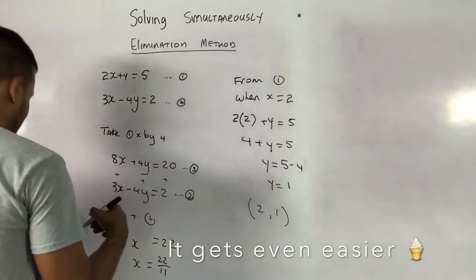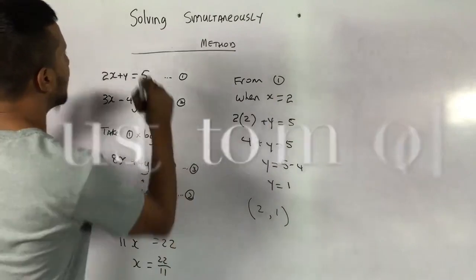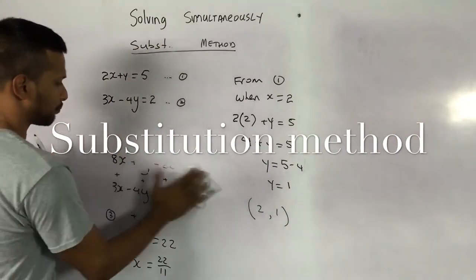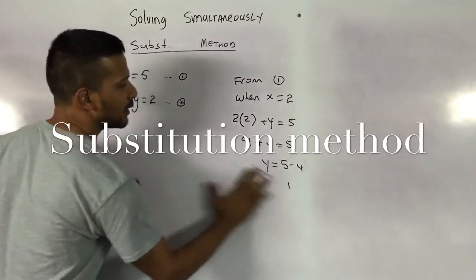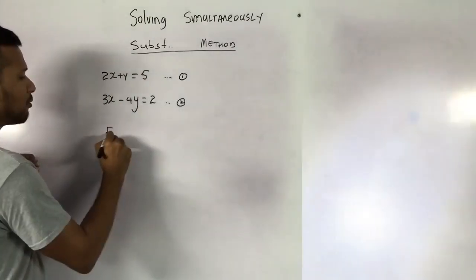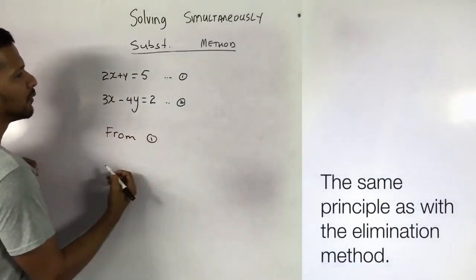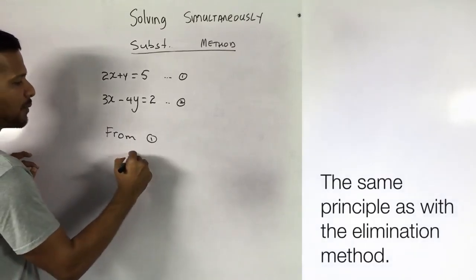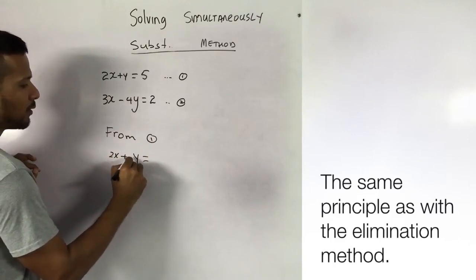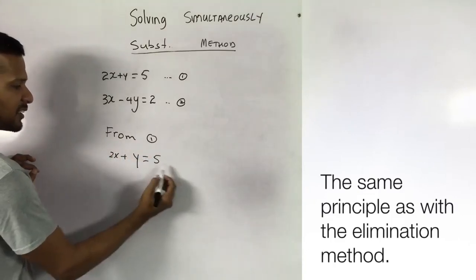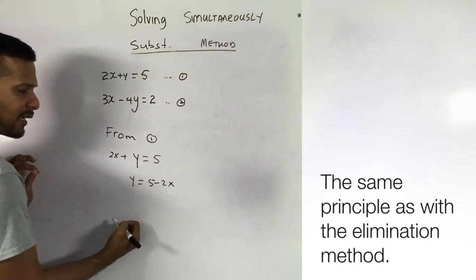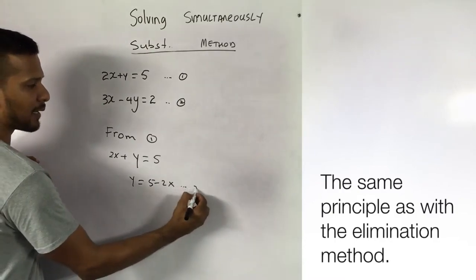Let's do it a different way. Let's see if we can do it now with the substitution method. Same principle. The principle is to eliminate one of the variables. Let's see now, from equation 1, I say, okay, I want to eliminate y. So I'm going to make y the subject of the formula. So, from equation 1, 2x plus y is 5, carry across positive 2x, it becomes negative 2x. So y is equal to 5 minus 2x. Simple. This is my equation 3.